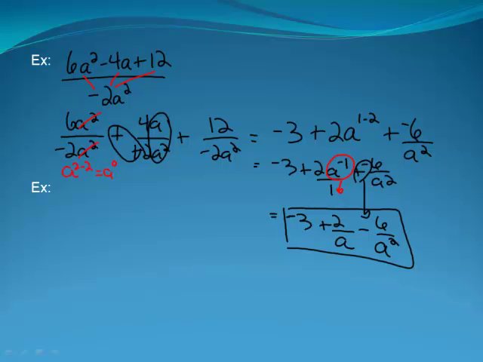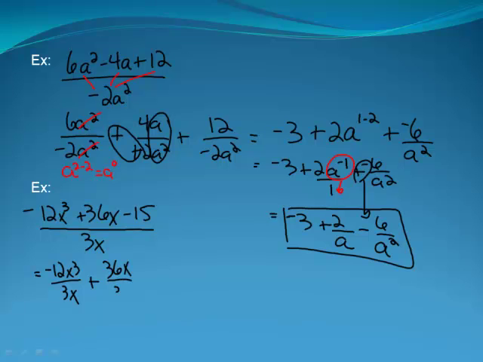All right, let's do one more example. Let's do negative 12x cubed plus 36x minus 15, all divided by 3x. All right, split that into 3 individual fractions, and you've got negative 12x cubed over 3x plus 36x over 3x minus 15 over 3x.